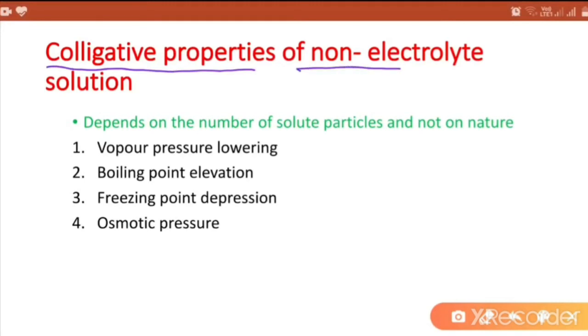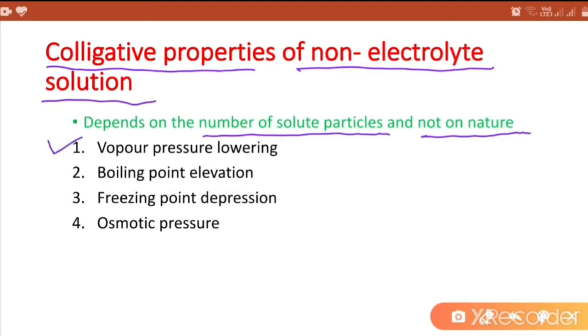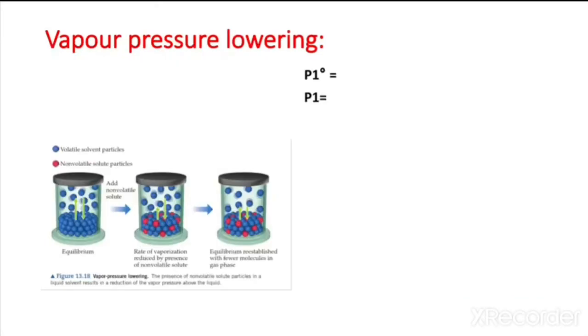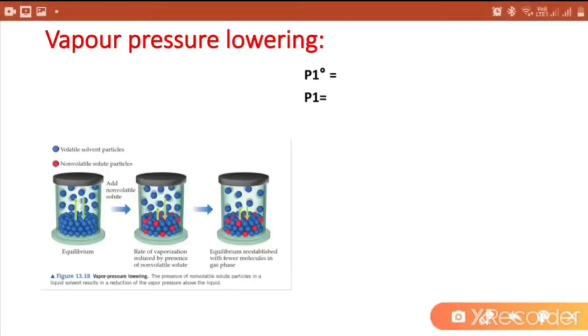Colligative properties of non-electrolyte solution. The physical properties of solutions that depend on the number of solute particles and not on their nature are called colligative properties, and there are four colligative properties of solution. First, vapor pressure lowering. Second, boiling point elevation. Third, freezing point depression. Fourth, osmotic pressure. Vapor pressure lowering.